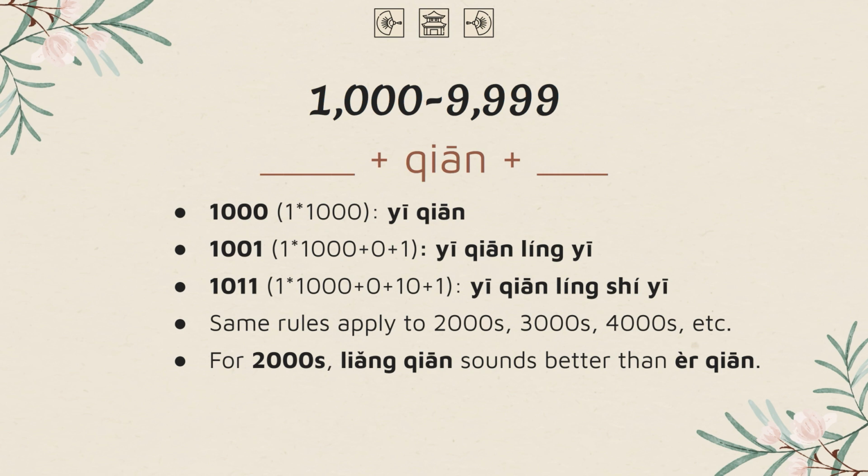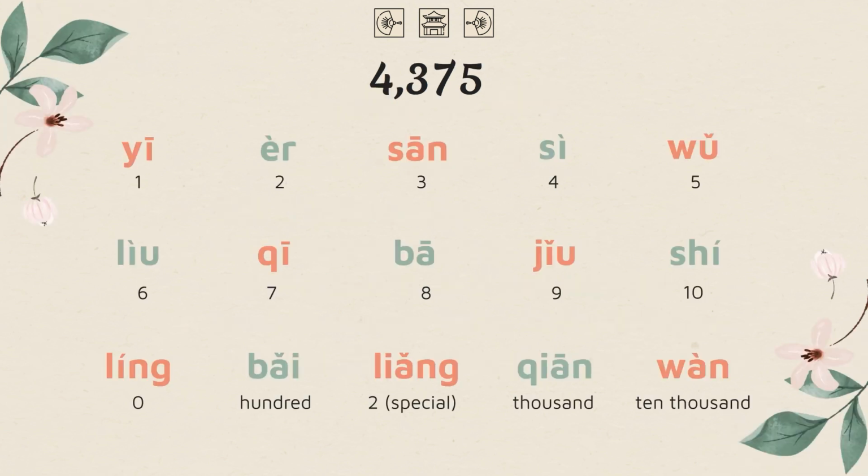Now let's practice. So I have this number, 4,375. Can you figure out how to say it in Chinese? If you just said 四千三百七十五, then congrats, you got it right. Next one, 2,103. Yep, it's 两千一百零三. 很好, very good. Last one, 1,068.